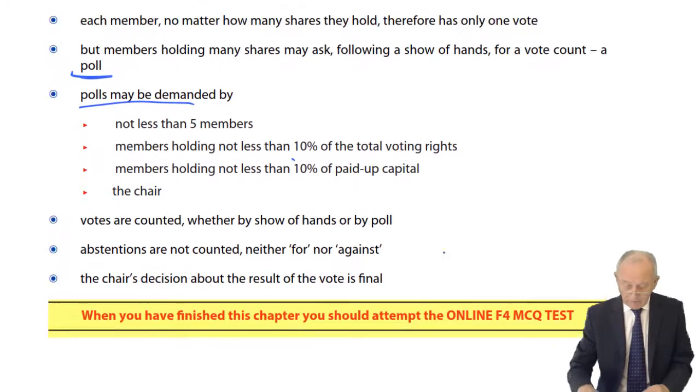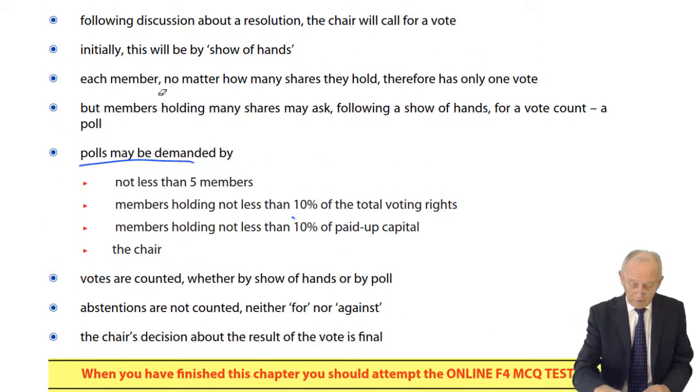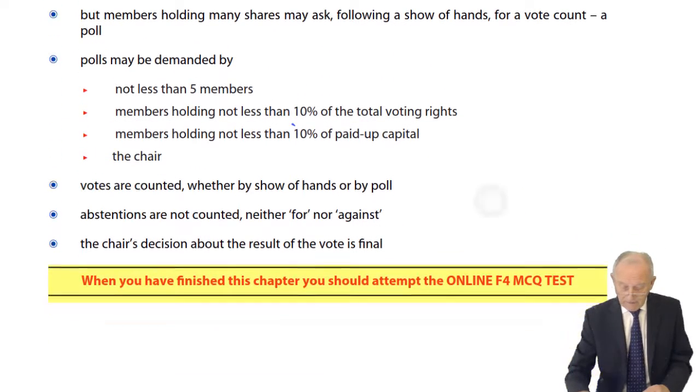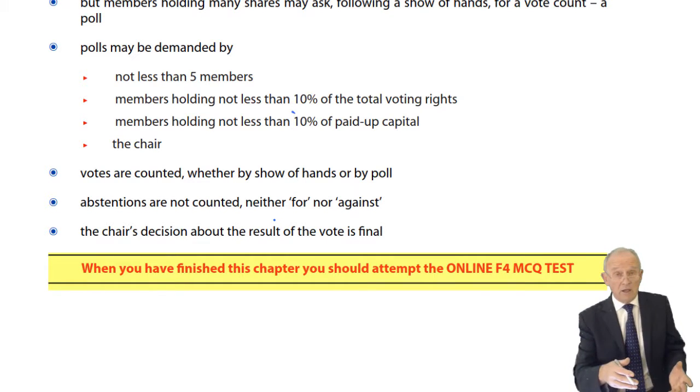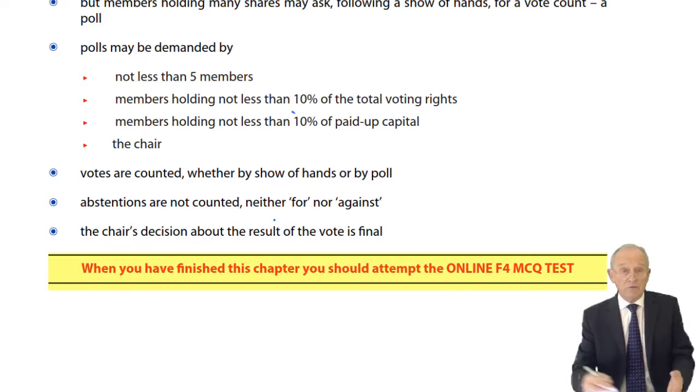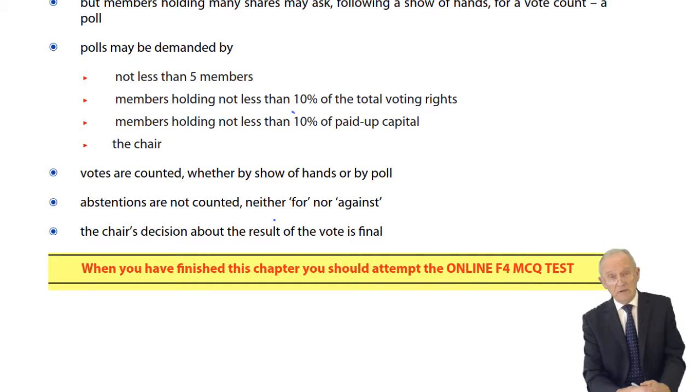Votes are counted, whether they've been by show of hands or by poll. The votes are counted. Abstentions are not counted. If you don't vote, then you're not counted. If it's by proxy, and the person in the Far East has sent the proxy and said, abstain on this one, then the abstention is not counted. The chair's decision about the result of the vote is final.